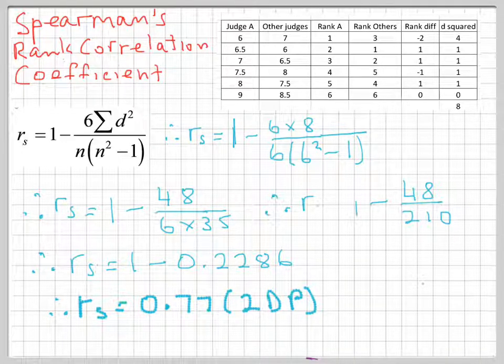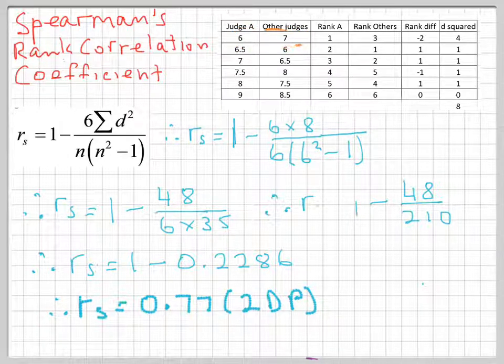So here are the scores here. Judge A has allocated 6 scores to 6 competitors as follows: 6, 6.5, 7, 7.5, 8 and 9. And that compares with the scores allocated by the other judges on average of 7, 6, 6.5, etc. Now I hope you understand what's going on here. We have 6 competitors, so that for the first competitor, Judge A allocated a mark of 6, whereas the other judges on average allocated 7.